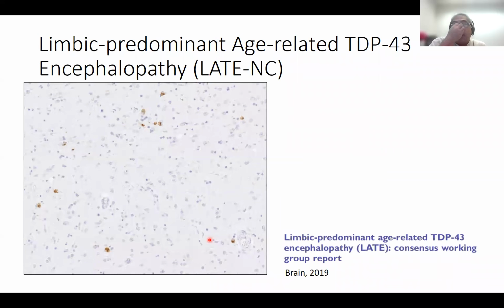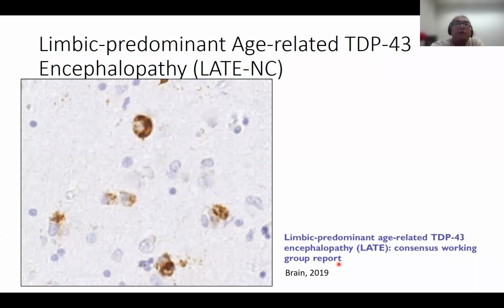Importantly, probably the most common form of TDP-43 disease is what's called limbic-predominant age-related TDP-43 encephalopathy, or LATE, which is the presence of TDP-43 aggregates. You can see here an image of amygdala stained with a phospho-TDP antibody. This is seen in elderly individuals. It can be seen alone in the absence of Alzheimer's disease. It could also be commonly seen in the setting of Alzheimer's disease. There's a consensus working group where they define this disease. Here are just some higher power images.